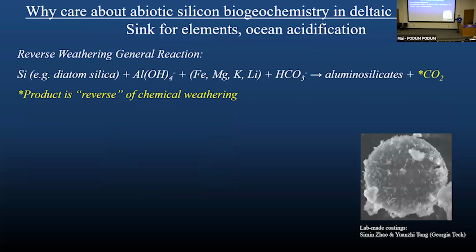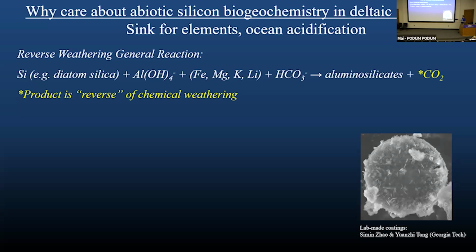So Bob talked about this a little bit earlier, but why do we need to care about abiotic silicon biogeochemistry in deltaic sediments? They're a sink for elements, and they're also a source of CO2, important in ocean acidification. So this process that I'm going to be talking about is known as reverse weathering. It is, in general, when you take some sort of a silicon source, you can think about that perhaps dissolved diatom silica, you add some aluminum, some cations, some bicarbonate, and you generate aluminosilicate. So you generate new clay, but you also produce CO2. So the products are the reverse of chemical weathering, even though this isn't a strict kind of back and forth reaction.